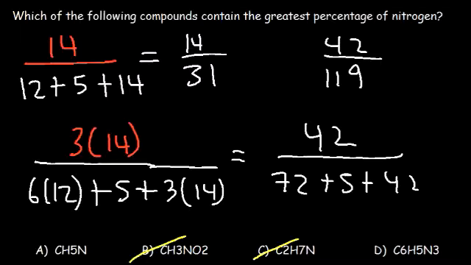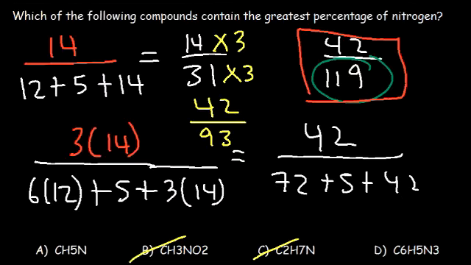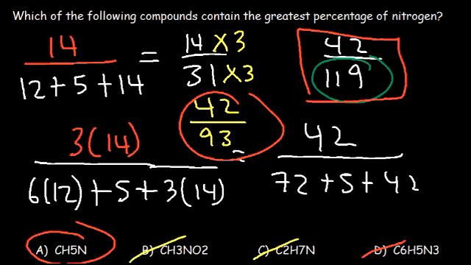So let's see which of these fractions is greater in value. Let's multiply top and bottom by 3. 14 times 3 is 42, and 31 times 3 is 93. Comparing these two fractions, here we have a larger denominator, which means that this fraction is smaller in value. So therefore, D is eliminated. 42 over 93 is greater than 42 over 119. And so answer choice A is the answer because we have the greatest percentage of nitrogen. And we didn't need to divide these numbers and convert it to a decimal because that's going to take a longer time. Now, if you want to, you could do it that way, but sometimes you've got to find the answer quickly.